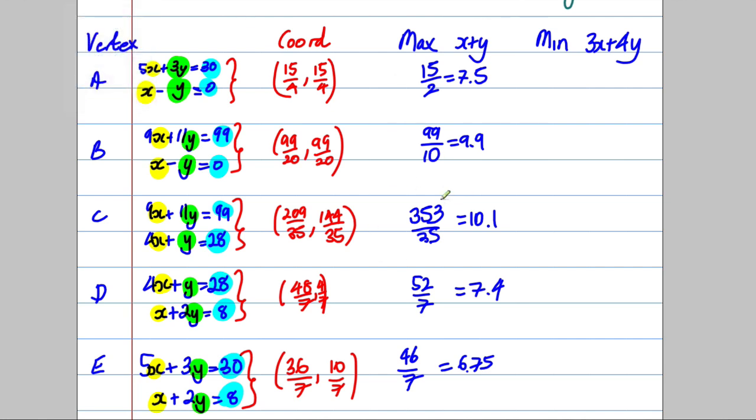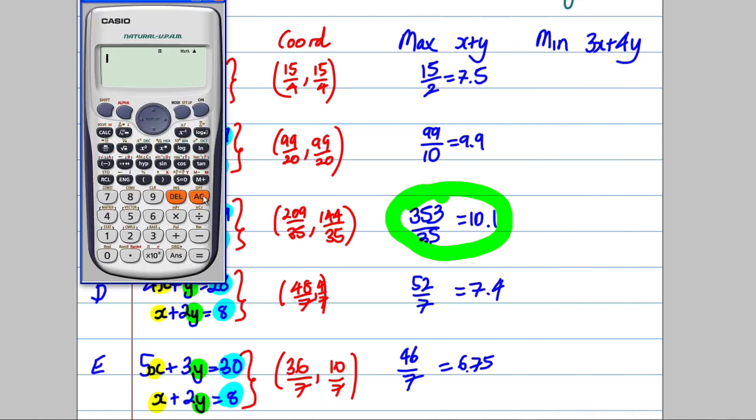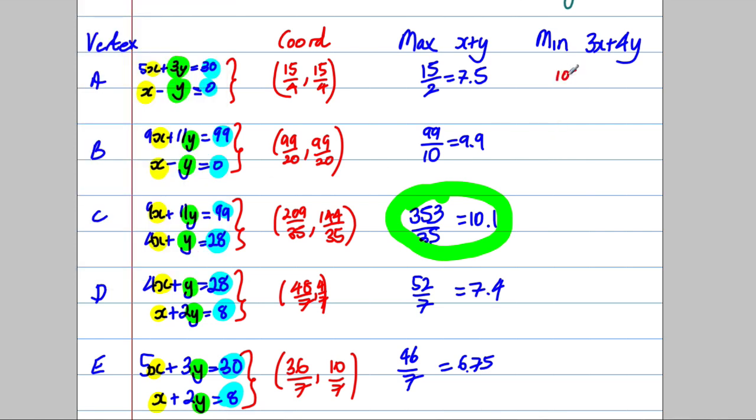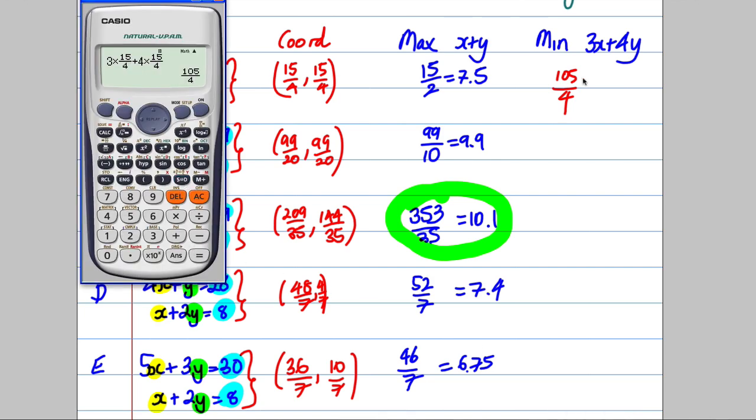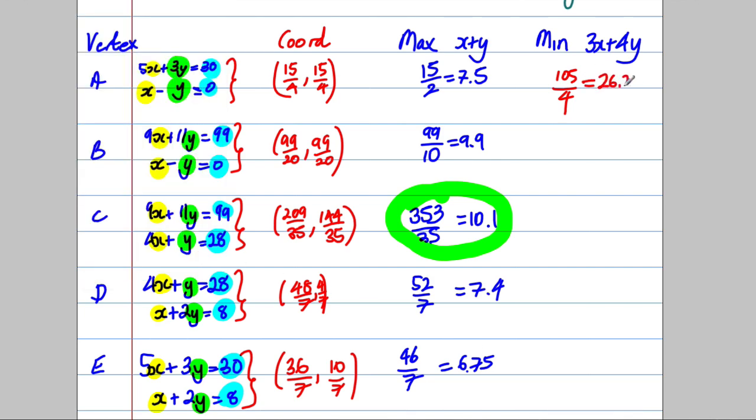So the maximum here is going to happen there, which I'll discuss at the end, about how you write it down. And let's do the minimum for each of these. So we want 3 of those and 4 of those. It's just a case of typing the answers in here. So we do 3 multiplied by 15 over 4 plus 4 multiplied by 15 over 4, and I get 105 over 4, which as a decimal is 26.25.